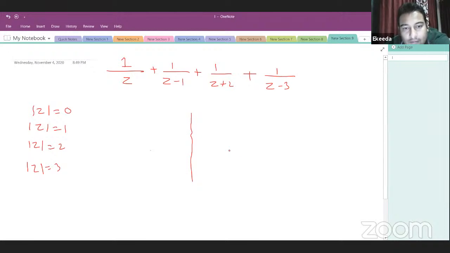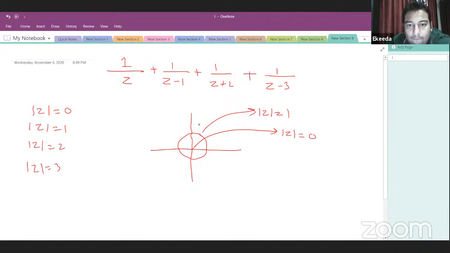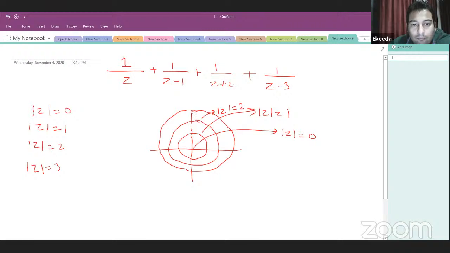If I draw the circles, this is your mod z equal to 0. What next? This is your mod z equal to 1. Next, this is your mod z equal to 2. And what is the final? This is mod z equal to 3. So now how many cases are possible here? See here, a point may lie here, may lie here, may lie here, or may lie here.